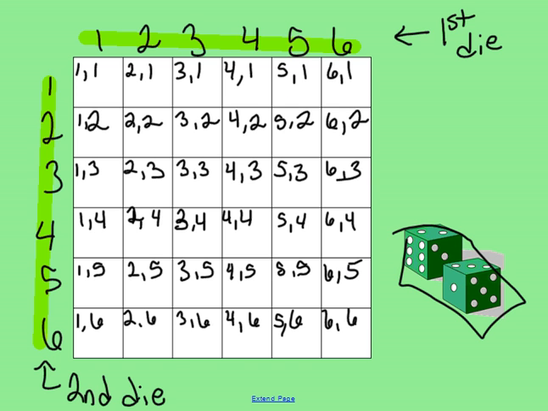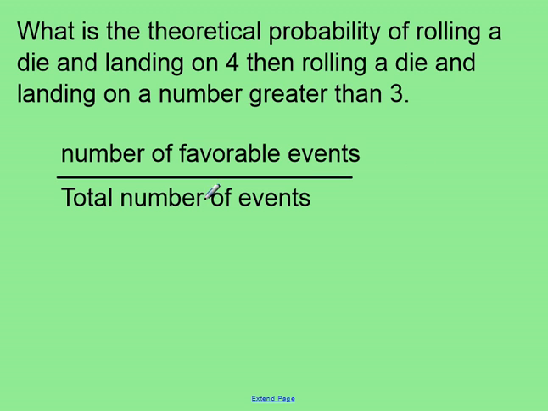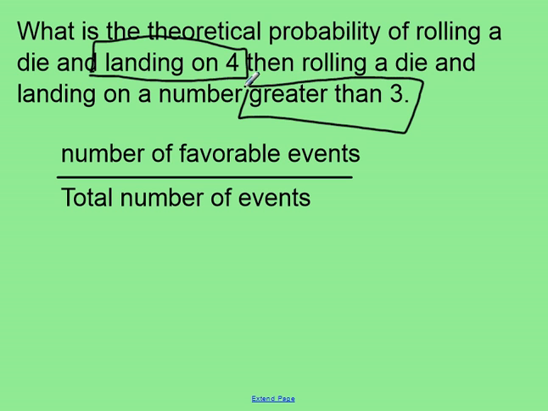And we can use it to answer questions like this. What is the theoretical probability of rolling a die and landing on 4? That's my first event. Then rolling a die and landing on a number greater than 3, okay? So our first thing we need to do is land on 4.